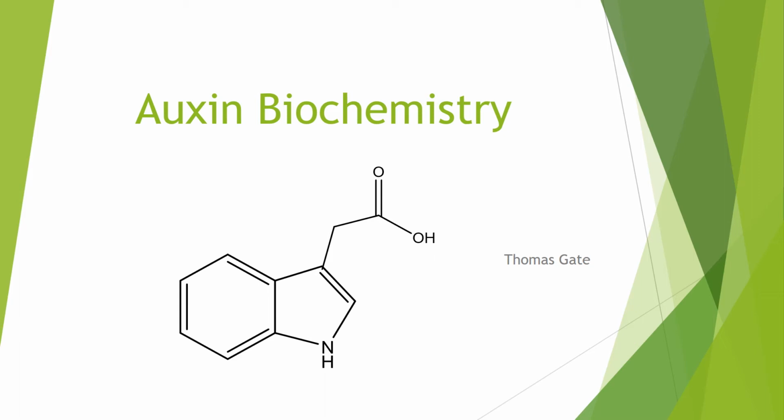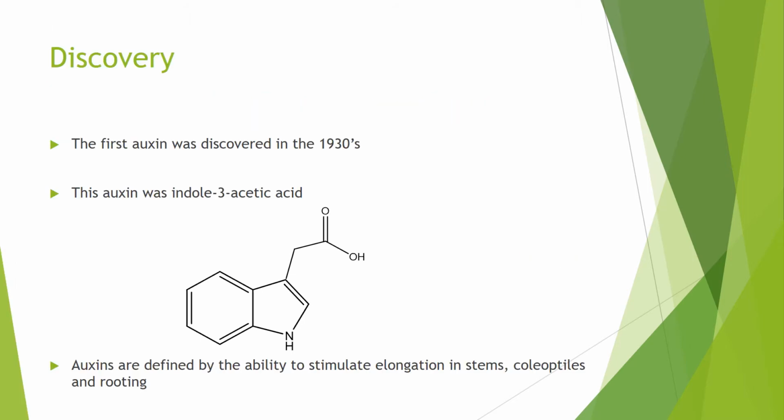Hiya! Today we're going to be discussing the biochemistry of auxins. So just some history quickly. The first one was discovered in the 1930s, and this was indole 3-acetic acid, or IAA, with the structure shown here with the indole ring and an acetic acid joined to it. And the definition of an auxin is the ability to stimulate elongation in stems, coleoptile, and rooting.